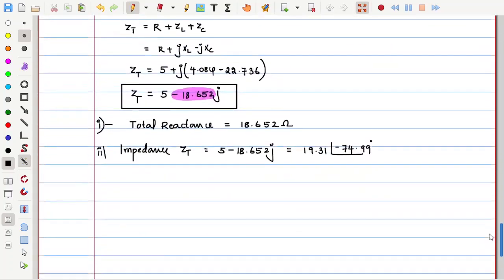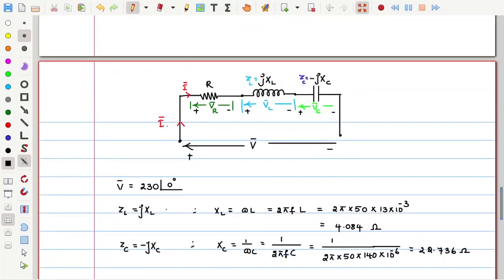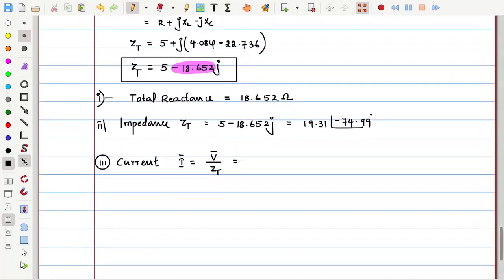So next, what else is there? The current drawn. How much is the current? That can be obtained simply like this: I bar is equal to the total voltage divided by the total impedance ZT. If I want the I and V relationship, I can directly write V by I is equal to ZT, or I is equal to V by ZT. So how much is V? It is 230 at an angle 0.